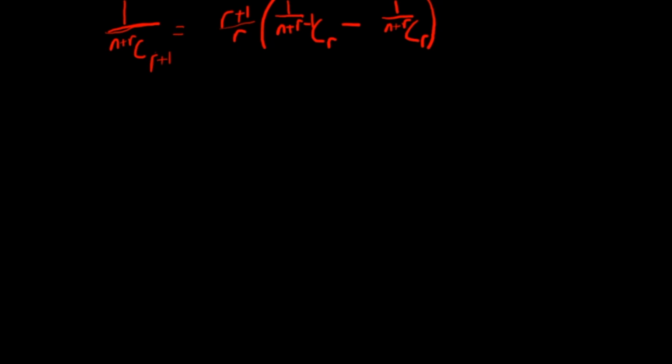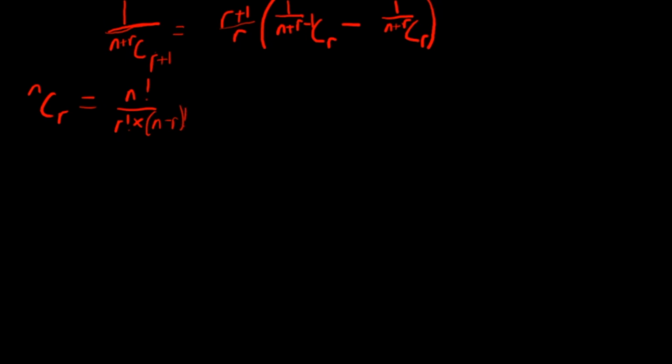Okay, so the first part of the first question is to prove that for any positive integers n and r, the equation on screen is true. So first we need to recall what nCr means. nCr is equal to n factorial over r factorial multiplied by (n minus r) factorial.